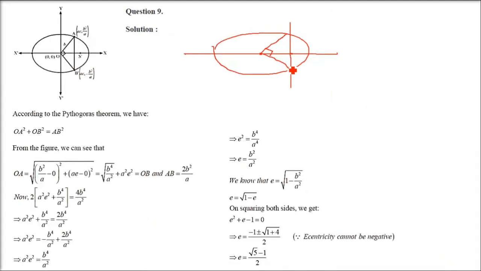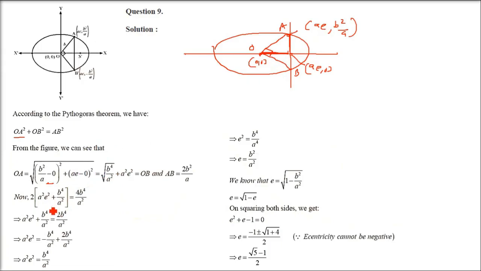Now you see, this point is (0, 0). What is this point? (ae, 0). So the x coordinate is ae. Wherever the latus rectum cuts the ellipse, the x coordinate of both points is also ae. And the length of the latus rectum is 2b square by a, so the length above the x-axis is b square by a. So y will be b square by a. We'll use the distance formula: OA square is (ae minus 0) whole square plus (b square by a minus 0) whole square.